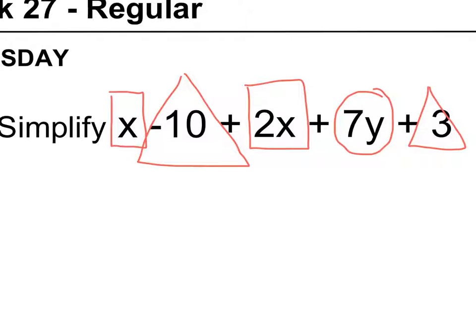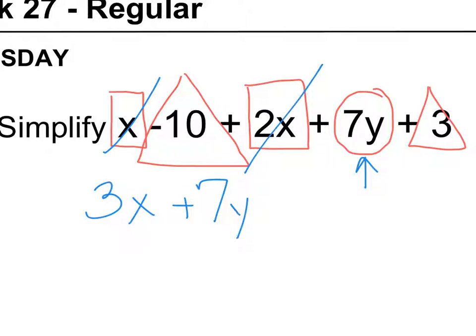Now I'm going to go back and combine all the shapes that are the same. So I'm going to look at my boxes, which I have x's. X and 2x is going to be a total of 3x. And then I'm just going to cross those out so I know I'm done with them. Now I'm going to look for all my values with y. And I only have one circle. So I'm just going to leave that by itself, plus 7y. And then what I have left are negative 10 and 3.